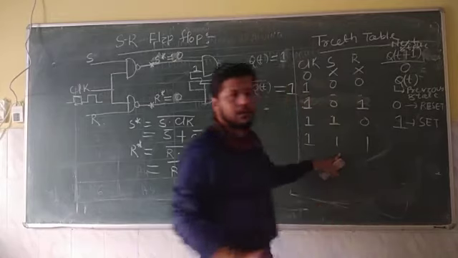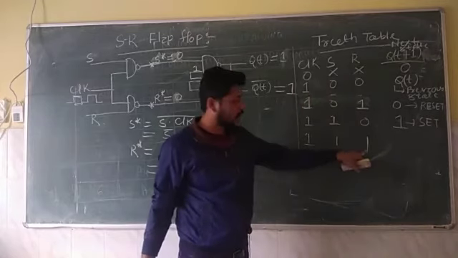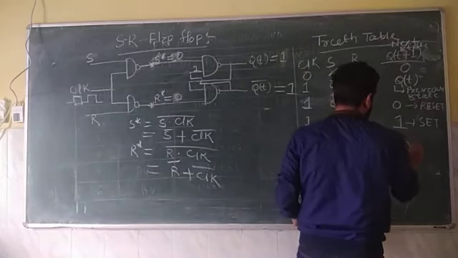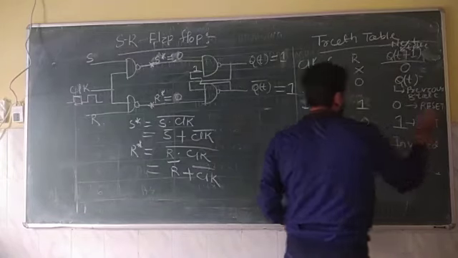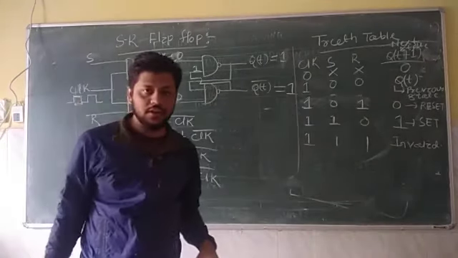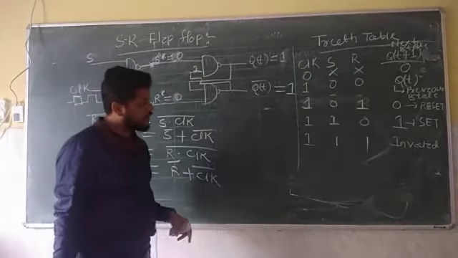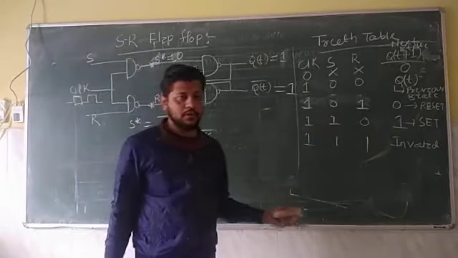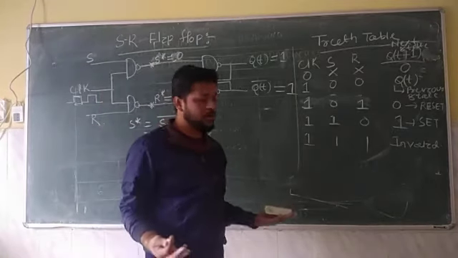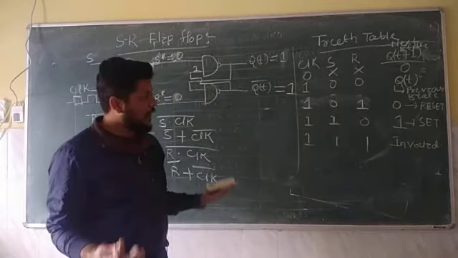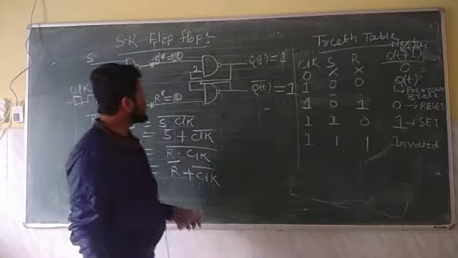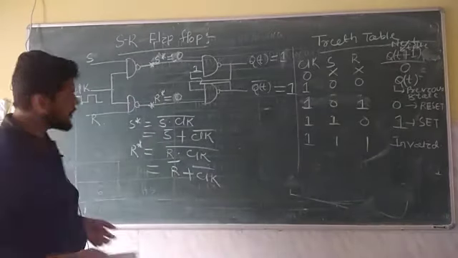And this is very important: when S is equal to 1, R is equal to 1, this is your invalid condition, that is unused, invalid condition. Whatever may be the input, output is invalid. Your flip flop is unable to produce a valid output when S is equal to 1, R is equal to 1. So once again I am going to draw this. This is very important.